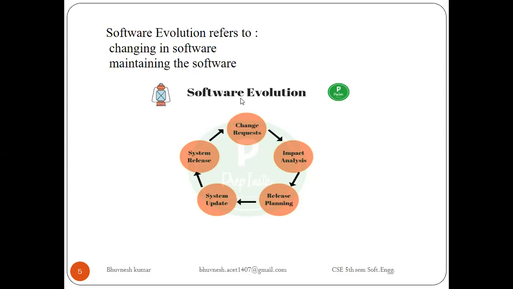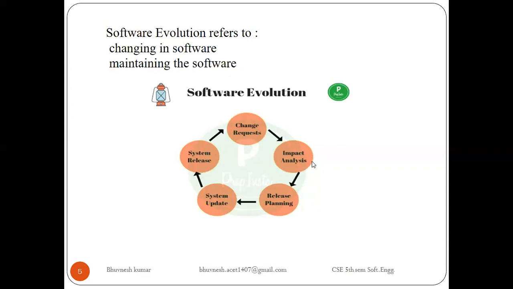If Google provides you the Android operating system, it maintains that product from time to time, and when that product needs change, then the Android product has to change. That's what software evolution means.